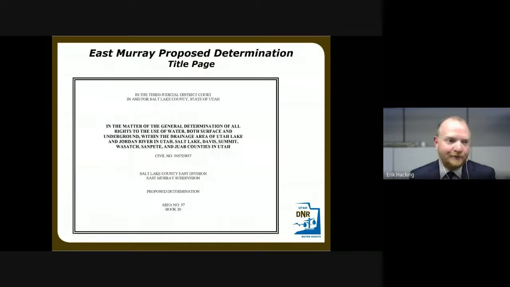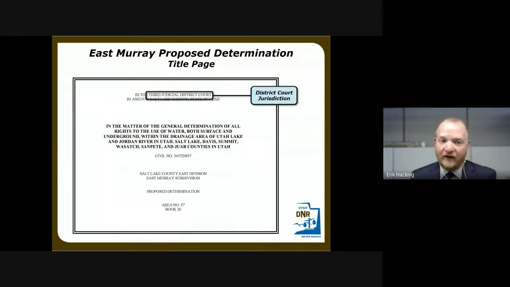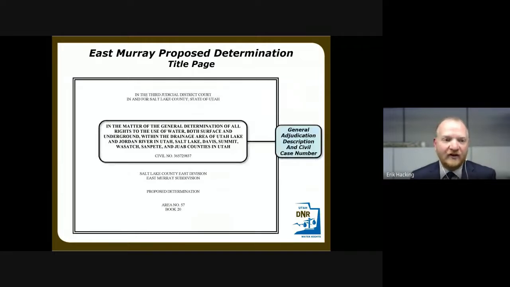All right, so for the East Murray proposed determination, here is the title page. This has some useful information. One thing of note is which court this particular case is in. So it's Third Judicial District Court, as you can see here. And right here we have the general adjudication description and civil case number. So if you need to file an objection, this is an important number to make note of.